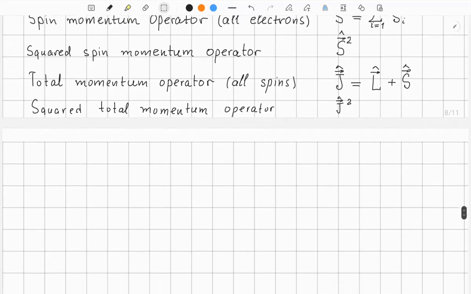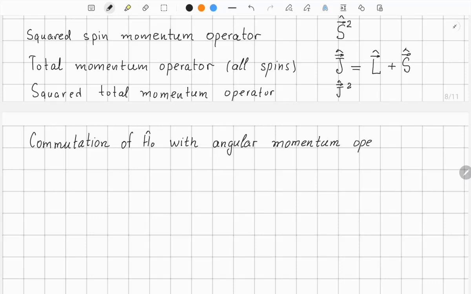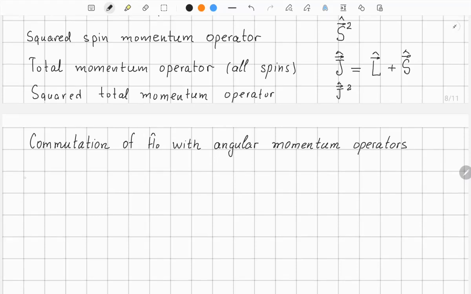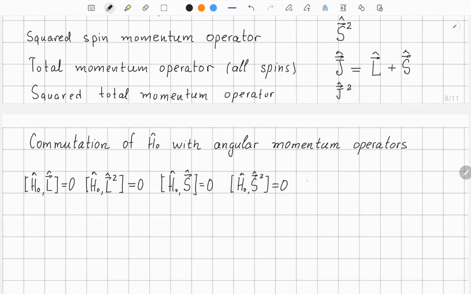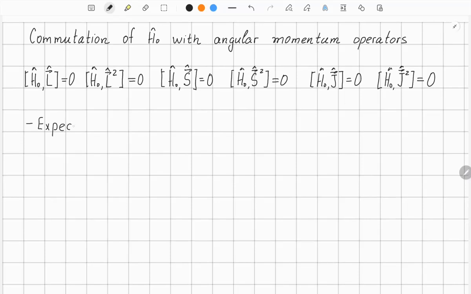It possesses spherical symmetry and remains unchanged under rotations. As a consequence, H0 commutes with all angular momentum operators, specifically with all components of L, S, and J, as well as with their squares. This can also be demonstrated explicitly by calculating the corresponding commutators and noting that H0 does not depend on the spin. Moreover, the expectation values of these operators remain constant in time.